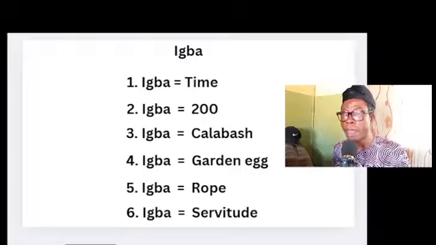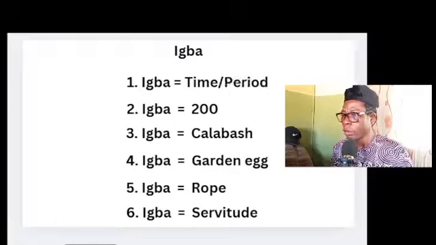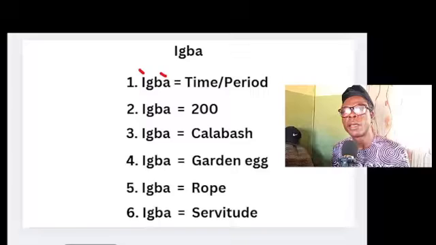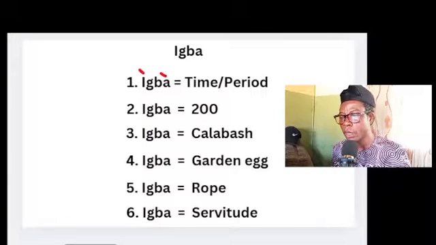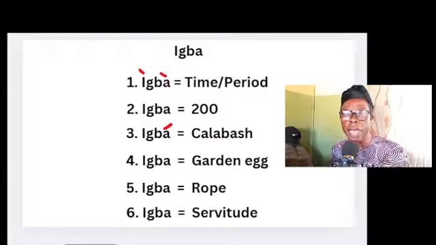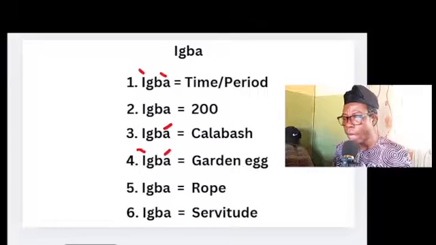So the first one you have here is Igba. Time or period. So let me add the period there so that you understand. It could be time, it could be period. So there's going to be this here and this here, Igba. The second one is 200, Igba. So I don't need to put anything. Just look at it like that. That gives you Igba. The third one is Calabash, Igba. So I put this. That is Igba. The fourth one is garden egg, Igba. This and this, Igba, garden egg.